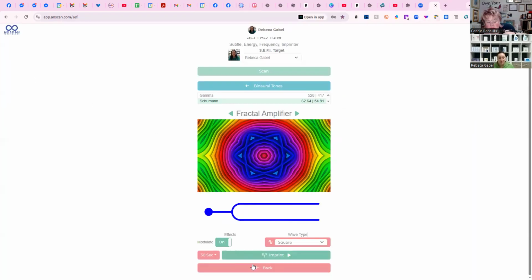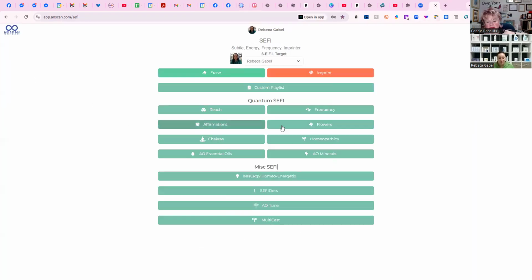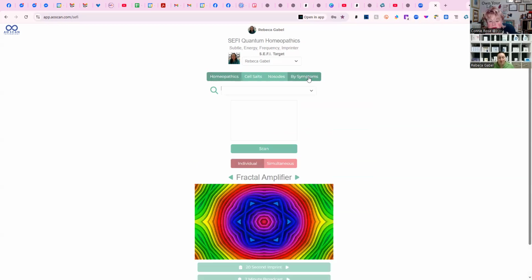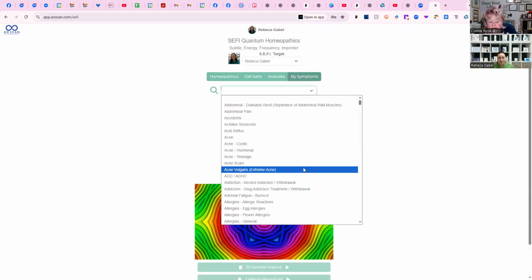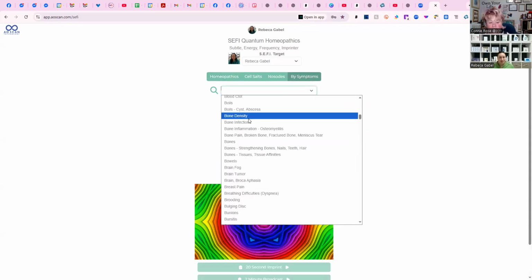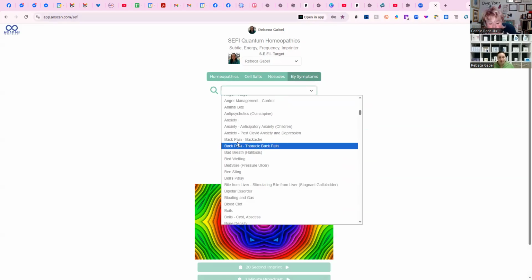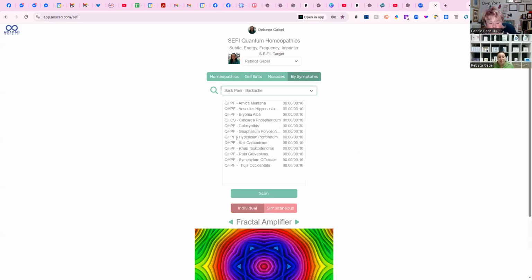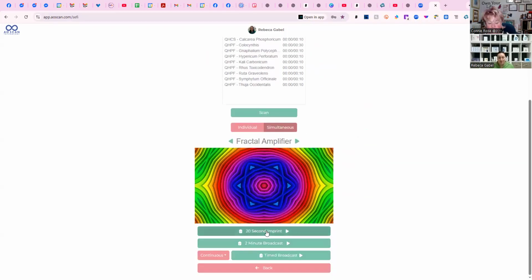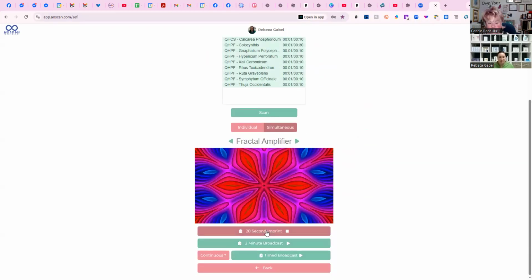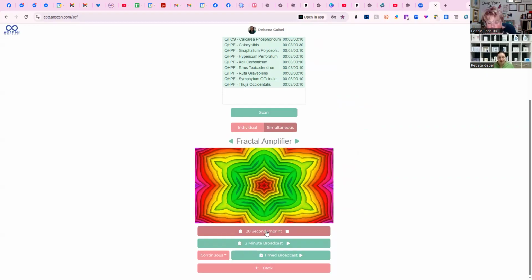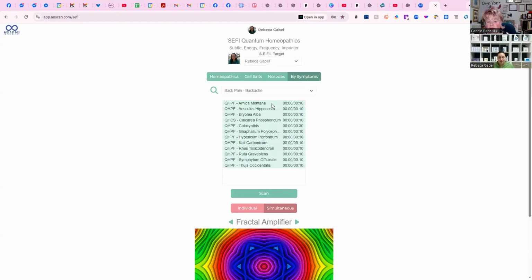Okay, so the next thing I would do is go to homeopathics, go by symptoms, and find where the pain is. So here's back pain. I would click on simultaneous. And I would do the 20 seconds there. So you can get really specific about what the frequency is.